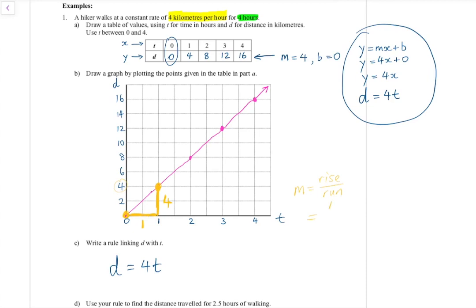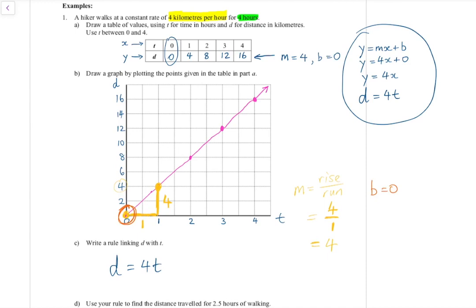So the rise is 4 and the run is 1, and 4 over 1 is 4. Where does my pink line cross the y-axis? Well, it's not a y-axis, it's a d-axis. This is my d-axis, my vertical axis. Where does the line cross that? Well, it crosses it here, and that is at 0.